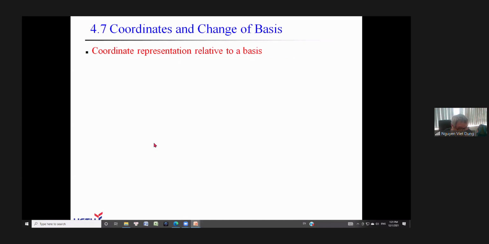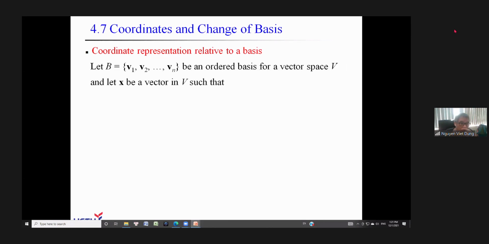So simple to imagine. We begin and we will go slowly, step by step, and then you can imagine what I want to explain to you. First, I will explain to you what is a coordinate relative to a basis.